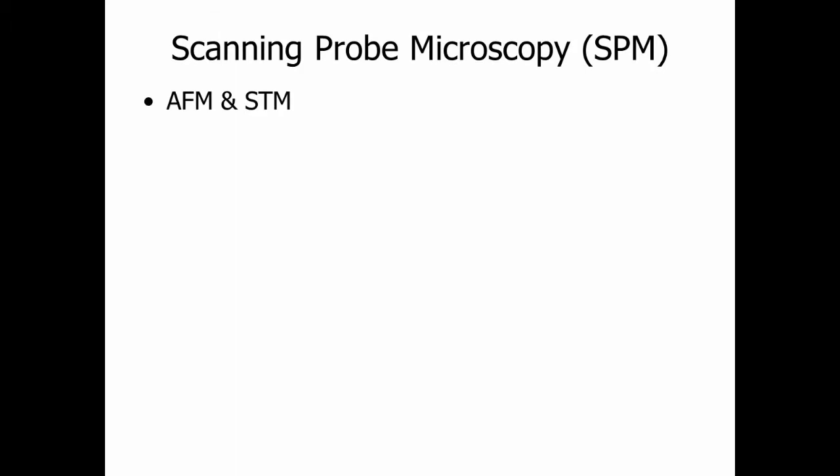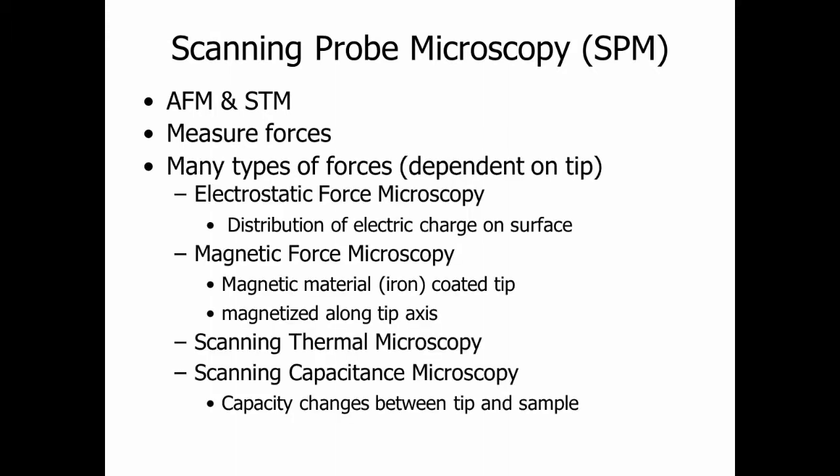All right, so we're switching gears. We're talking about SPM, scanning probe microscopy, and it's literally a probe that scans across the surface. There are two types that we talk about, AFM and STM. This type of microscopy is all about measuring forces. Depending on the tip that you're using, you can measure electrostatic forces, so that's pluses and minuses, magnetic forces, thermal microscopy, and capacitance microscopy.